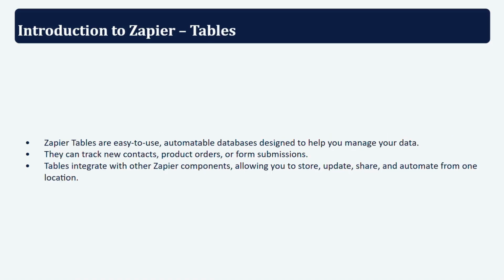Now, Zapier tables are interesting. They're automatable databases that help you manage your data. So you can collect data from a specific source, and it'll help you automate managing the data. So it can track stuff like submitting a form can be put to the table, or ordering a product can automatically go to the Zapier table. And it's also integratable with other components, so it helps you have more control over the data with other automation tools.